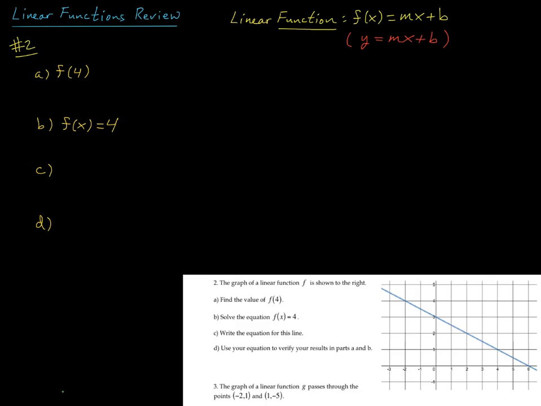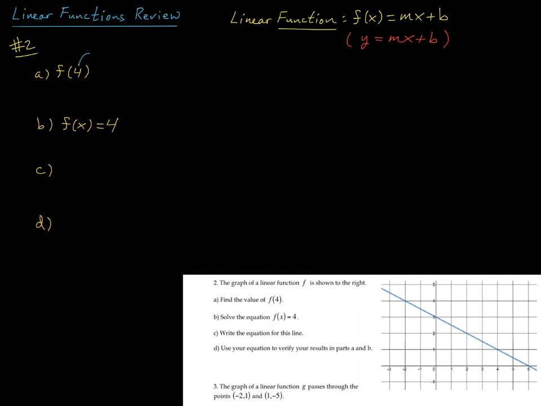All right, question 2 says the graph of a linear function f is shown to the right. And we're asked a few different questions about this function, but first I just want to emphasize that when you see linear function, we're really just talking about a line, so y equals mx plus b. But to emphasize that we're working with a function that depends on x, we'll write that in function notation, f of x equals mx plus b. All right, so for part A, it says find the value of f of 4.